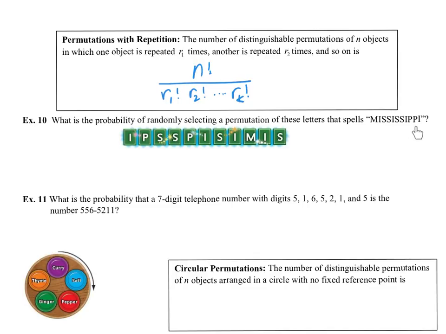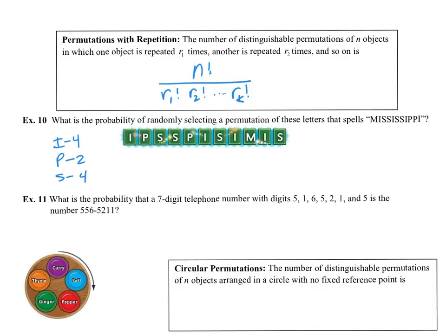If order matters, or it wouldn't spell a word. So this is a situation where we have repeating elements. If you count, you can see that the letter I occurs 4 times, the letter P occurs 2 times, and the letter S occurs 4 times.